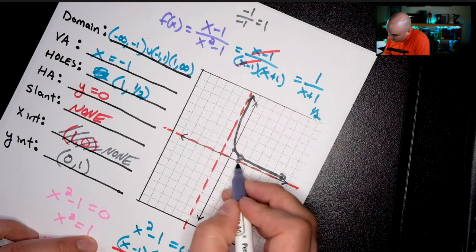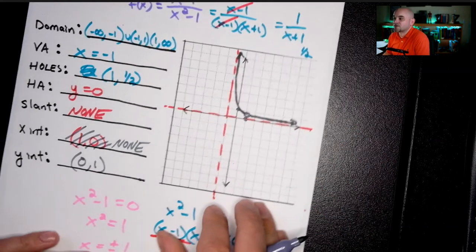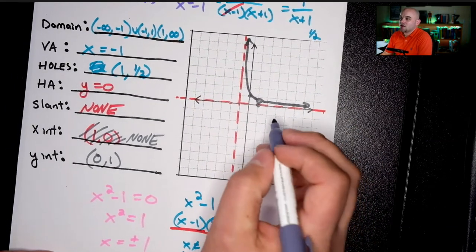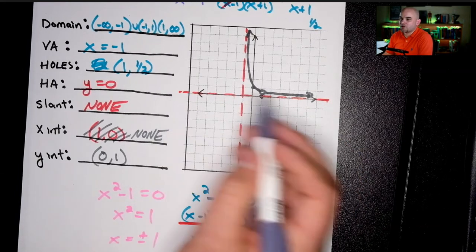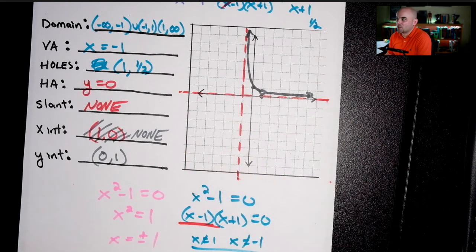And if you got a pencil, I didn't do this in pencil, you can erase where we try to put an x-intercept in there where none exists. So do this in pencil. I don't do this in pencil because it doesn't show up on the camera that well.